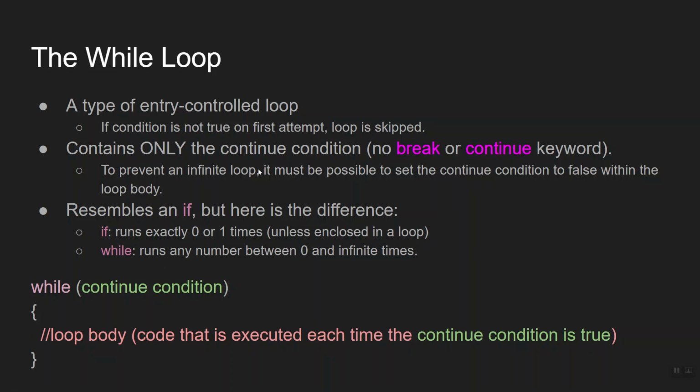Because the condition controls whether we enter the loop or not. And the slides we're going to be looking at are discussing the continuing condition based on the fact that there are no break or continue keywords built into the loop. It's only working based on the continue condition. It does resemble an if, but the main difference between the two is that ifs run exactly 0 or 1 times, whereas a while loop can run an infinite number of times, or possibly 0 times, or somewhere in between there.